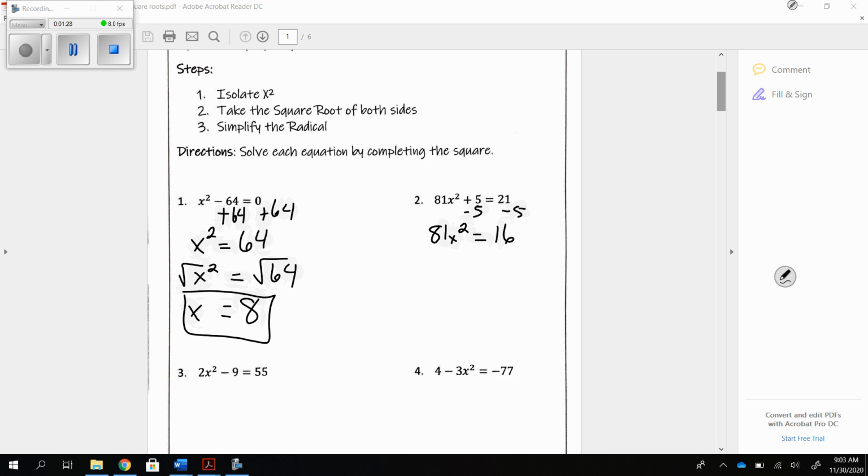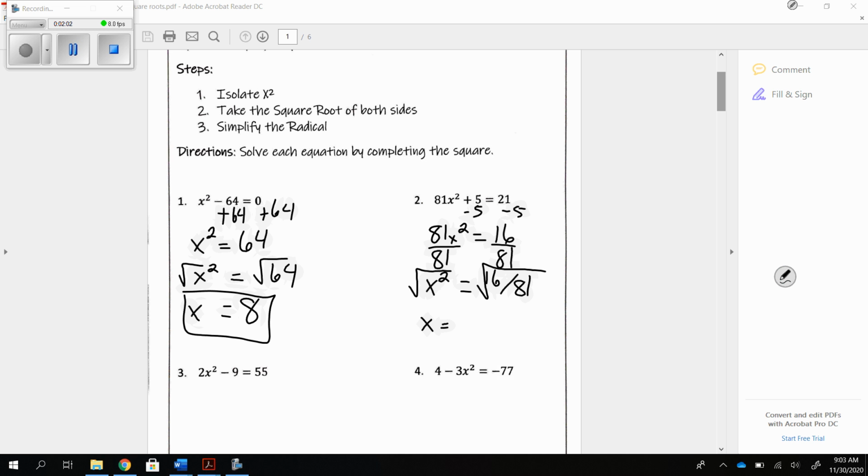Now, some of you might think x squared is by itself, I can move on, but it's not. We need to get rid of the 81 on this side. How do we do that? Do the opposite. Right now, it's 81 times x squared, so we're going to divide by 81. Now x squared is by itself, and it equals 16 divided by 81. Okay? Don't panic. It'll make sense in a second. From here, we square root both sides. That becomes x equals.